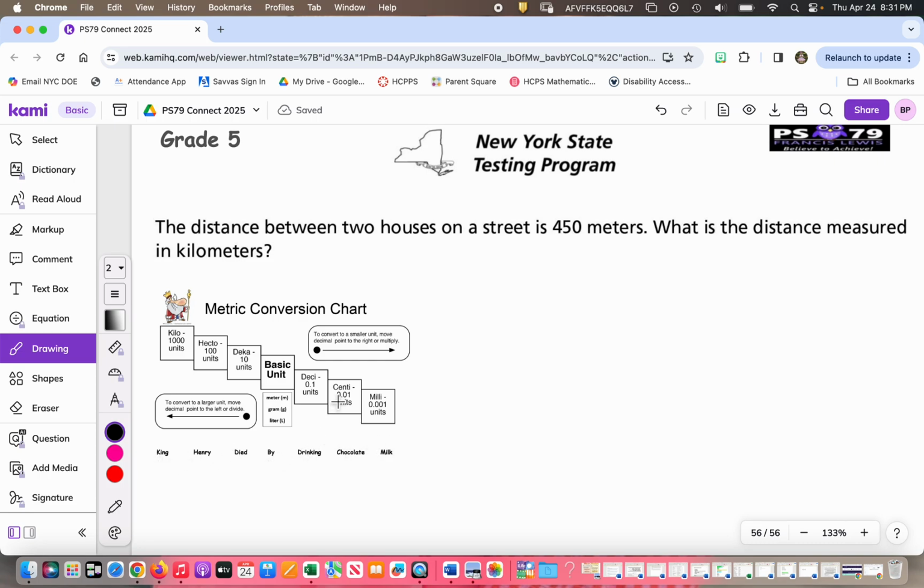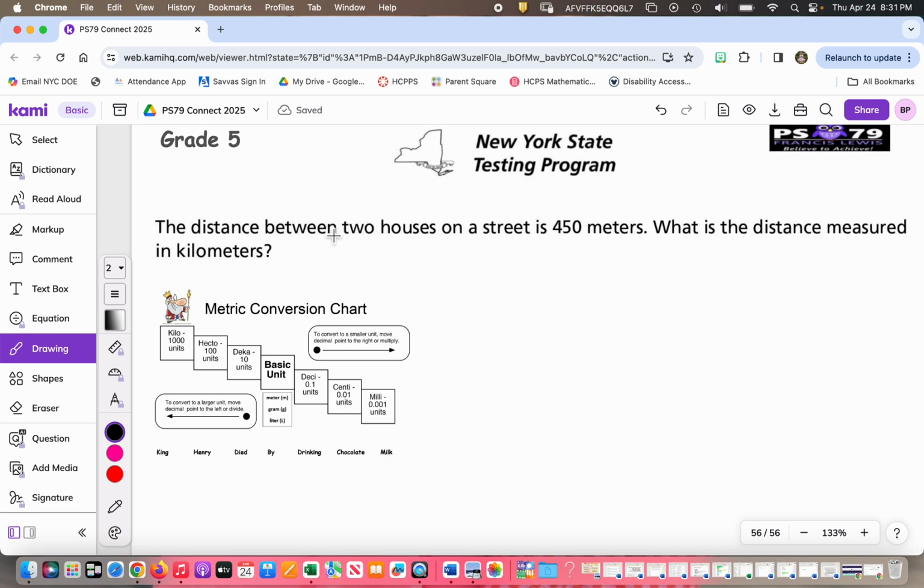It sounds silly, but it does help them on the test because oftentimes students will draw this chart, just a basic version of it, before they start the test so they remember. And one of the easiest things to do here is just to figure out which way we're going to be converting and how to move that decimal point.